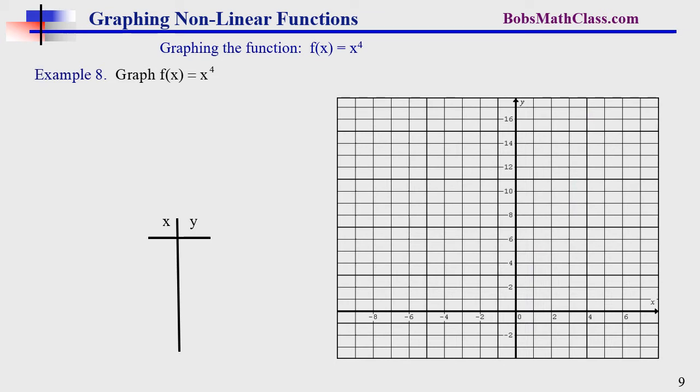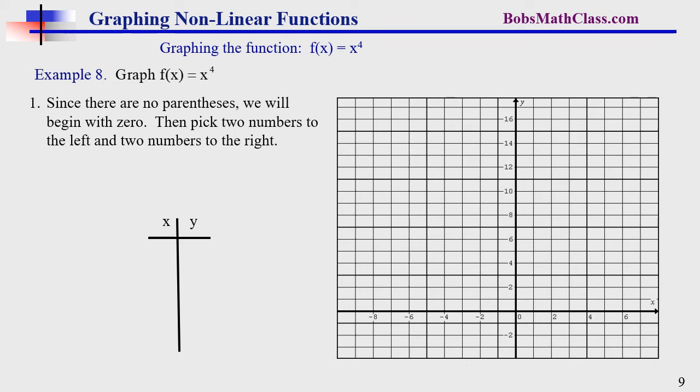All right, this is to the fourth power. Not really a name, it's just to the fourth power. Are there any parentheses? No, no parentheses, right? So what do we start with when there's no parentheses? Yeah, you got it, 0. So we're going to start with 0, and then 2 to the left, 2 to the right. So what's to the left of 0? -1, -2. What's to the right of 0? 1 and 2. Plug them in, pause the video, work it out.